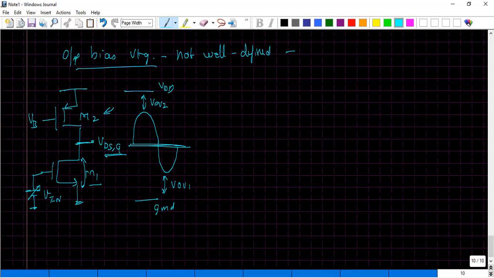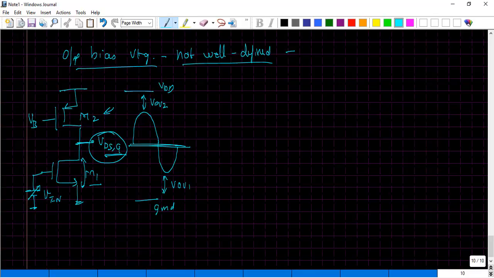The feedback through which we define a well-defined value for this node will be discussed later, when we discuss the differential amplifier with common mode feedback. For now, we just assume that this particular circuit lacks a well-defined output node or output bias voltage.